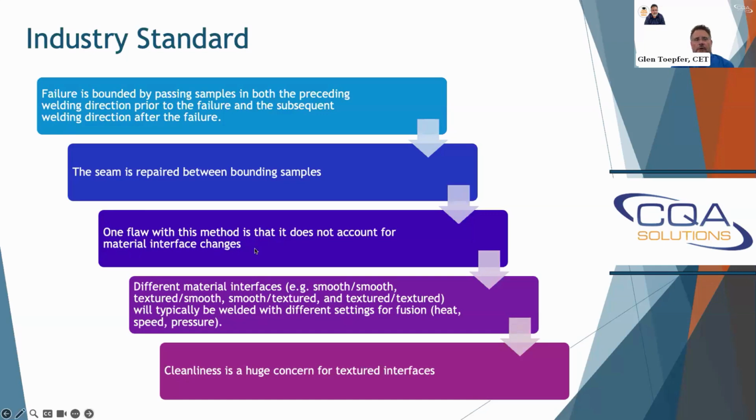I mentioned that it doesn't account for material interfaces. And I mentioned why I believe, the textured smooth, and textured different thicknesses. You're going to have different settings on your machines, and you're going to have different levels of cleanliness and efforts that are required to weld them. It's just harder to weld.